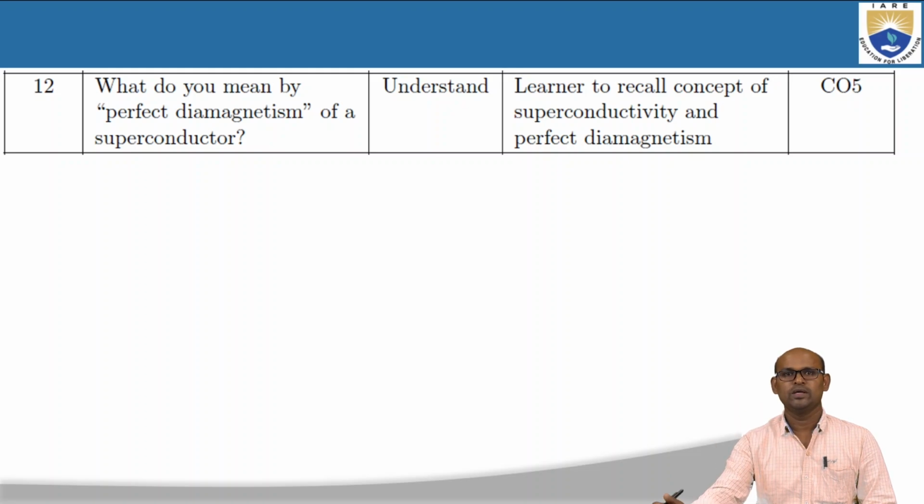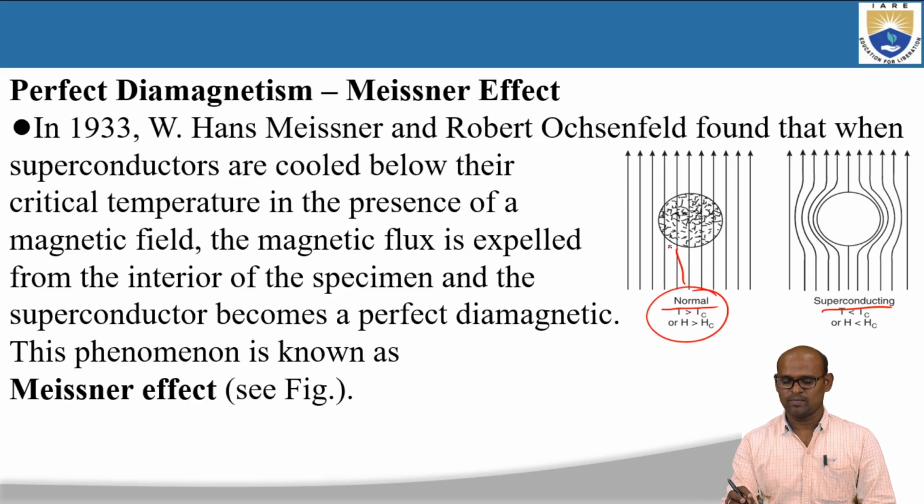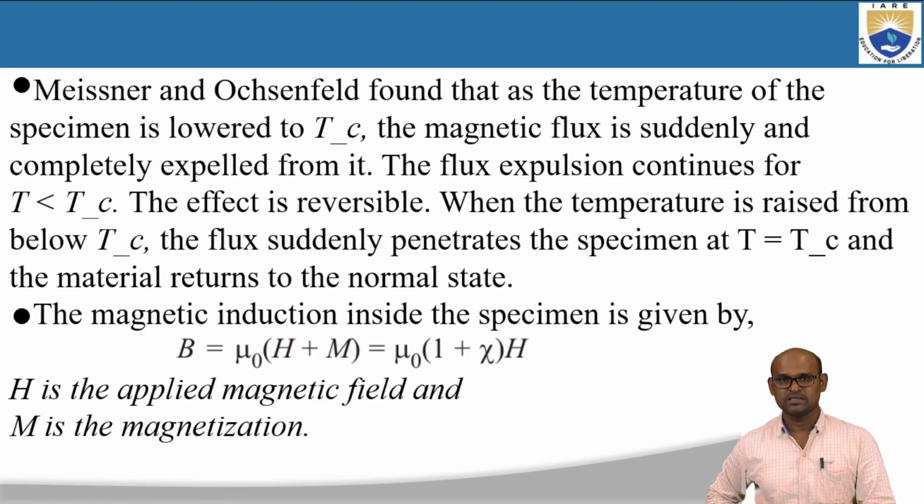The second question: what do you mean by perfect diamagnetism of a superconductor? Just now we have discussed what is perfect diamagnetism. So we know what is Meissner effect. When we cool the material below Tc, the material goes from normal state to superconducting state. In the normal state, whatever magnetic field you apply, the magnetic flux lines pass through the material. But with T less than Tc, when the material goes into superconducting state, whatever magnetic field you apply, the magnetic flux lines are expelled by the material, and this is called Meissner effect.